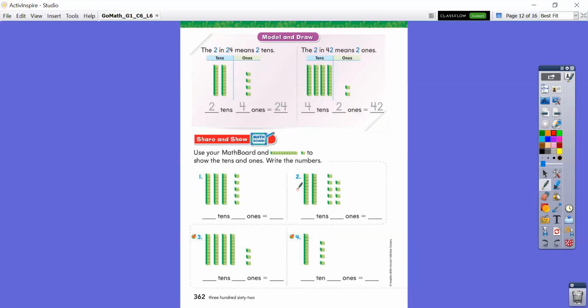Okay, now let's go ahead down and do one of these together, and then your job is going to be to finish this activity. Okay, so let's look at the tens first. Remember, always start with the tens. 1, 2, 3 of them. So I'll put that number 3 right here. And then we go to the ones. 1, 2, 3, 4, 5. So we put that number here for the ones.